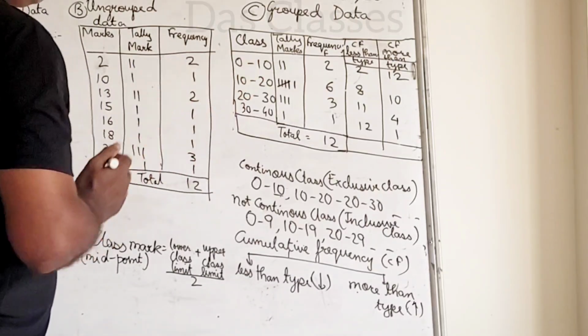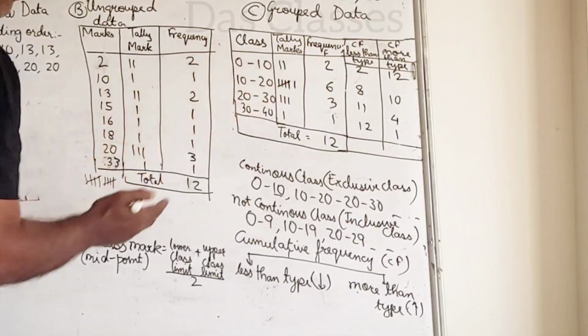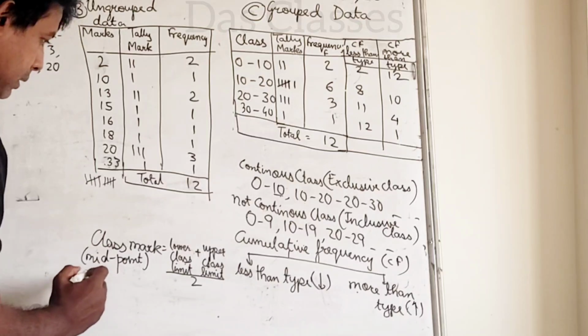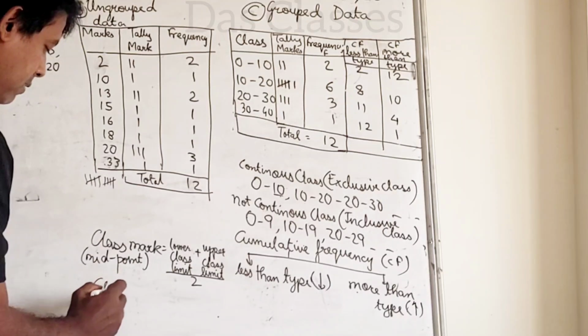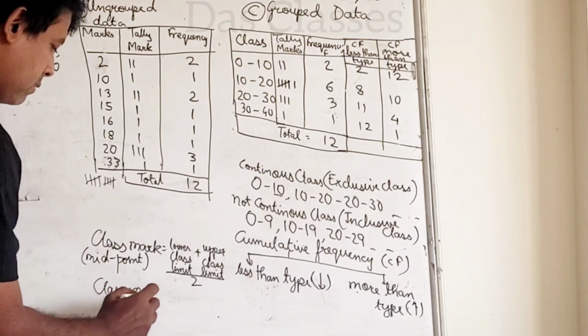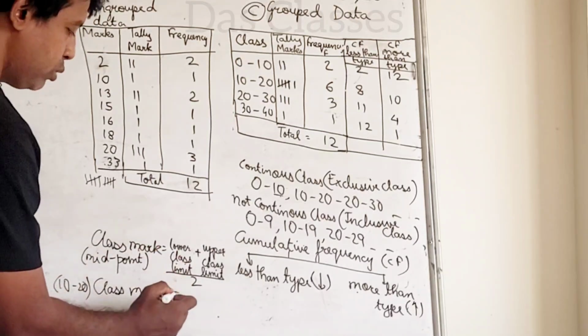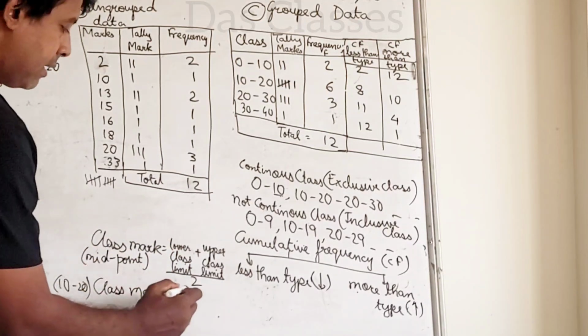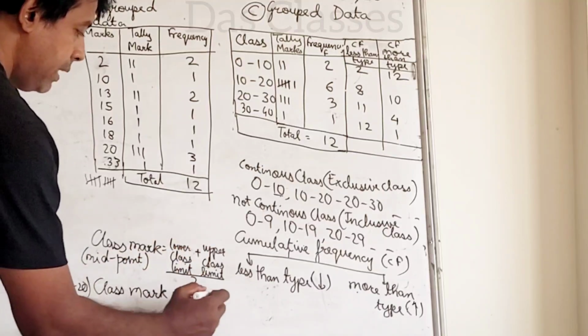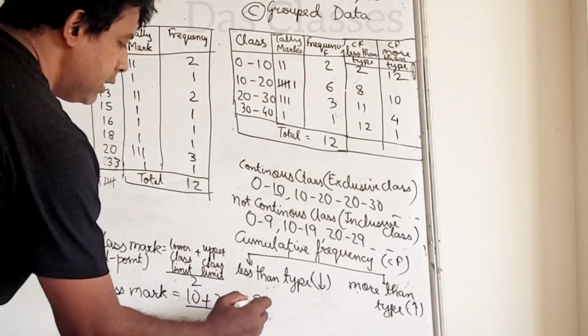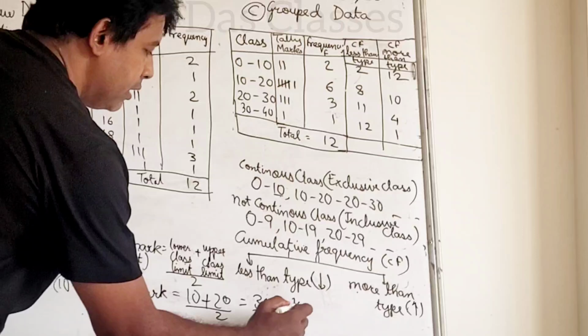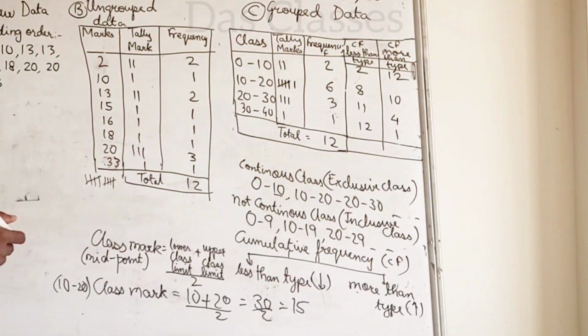So if somebody asks me, what is the class mark of 10 to 20? What I need to do is use the formula. Lower class limit is 10 plus upper class limit is 20 upon 2, that is 30 upon 2, that is going to be 15. So these are a few things asked as questions.